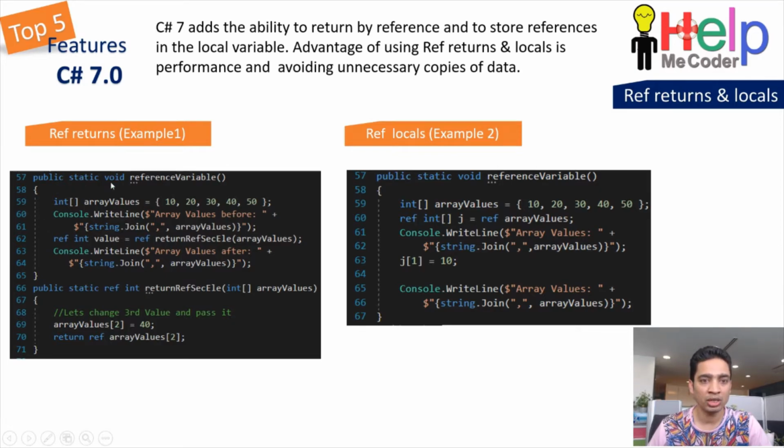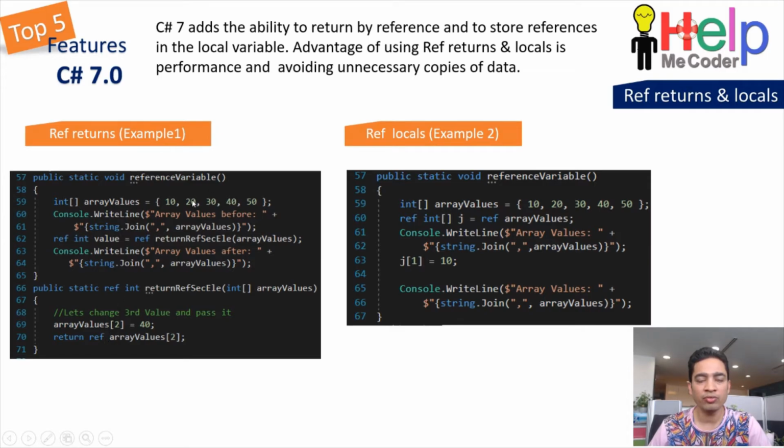If you see example 1, we have a reference variable method where we have an array on line 59 with 5 values, and we are passing this array to a method called return ref second element. In this array, we change the third value to 40, and we return the reference of the third value. When you print this value, you will see that it has changed from 30 to 40. This shows that we can return the reference with this new feature.